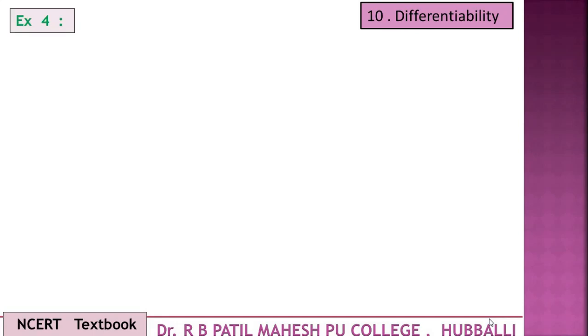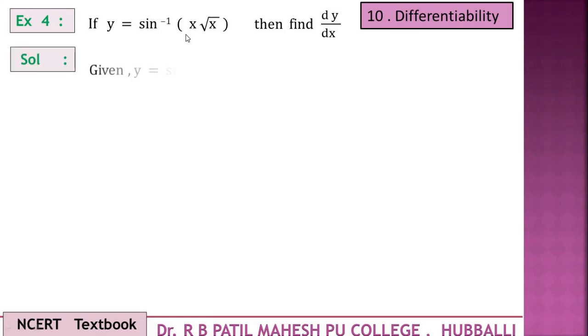Now see the next question. If y is equal to sine inverse of x root x, then find dy by dx. So, students, the given function is a sine inverse. Now this is the variable, this is x root x. This is the composite variable. So first you write the given function y is equal to sine inverse of x root x. Differentiate with respect to x.